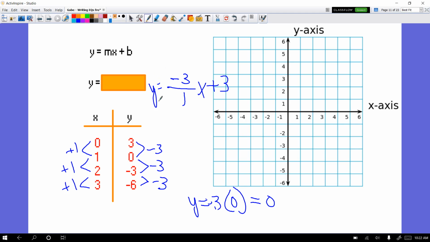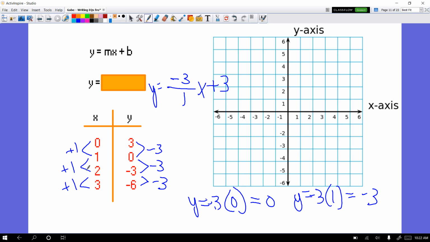We're going to test it out again. Y equals negative 3 times 1. Negative 3 times 1 is negative 3. We substituted 1 in, and that means we should have gotten an output value of negative 3, but we didn't. So how do you get from negative 3 to 0? Plus 3. That's where it's coming in, over and over and over.